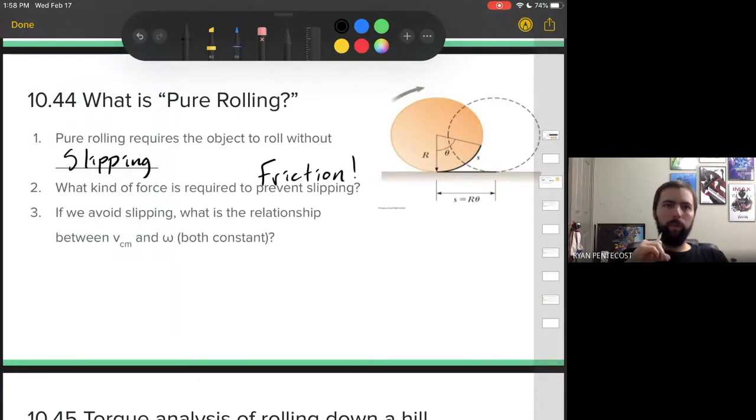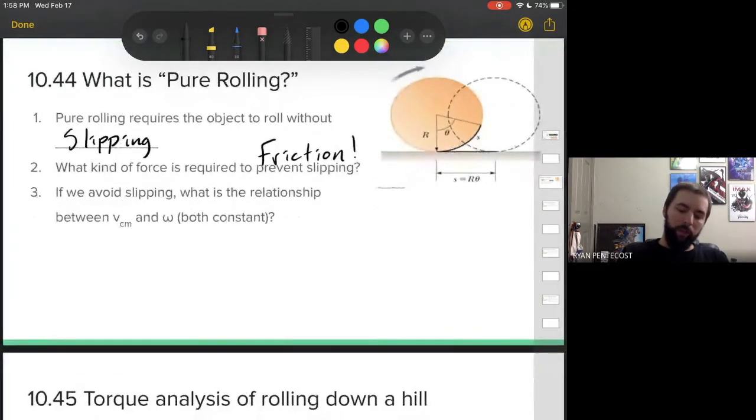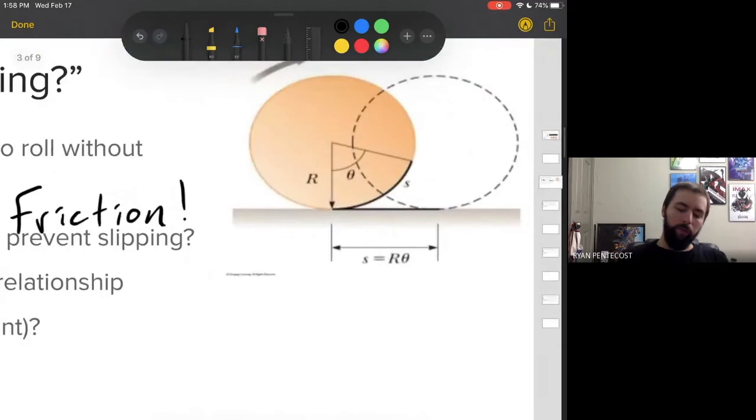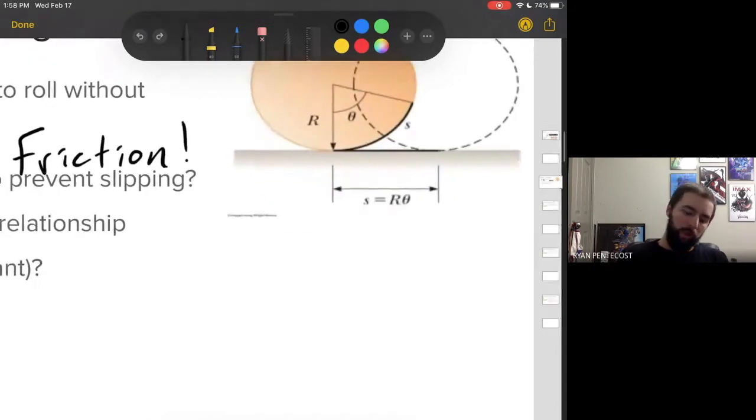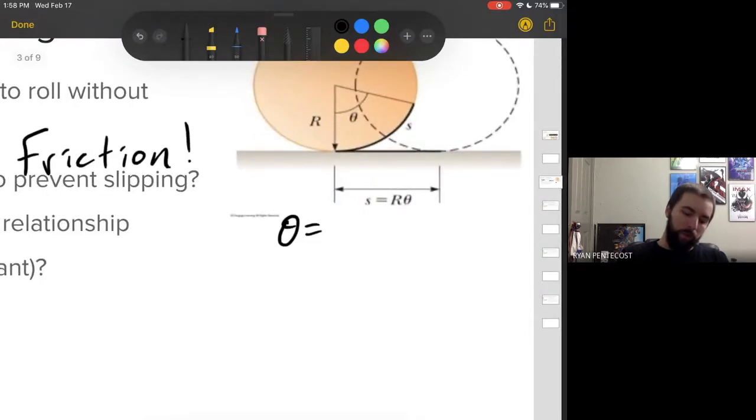So if we avoid slipping, what is the relationship between VCM and omega if they are both constants? We have this established image over here. As an object rolls this distance s, you can see that line is on the circumference of the circle, and then it's actually given to you on the surface as well. So it rolls that arc length or distance s. That distance s is r theta, so that means that theta is s divided by the radius.